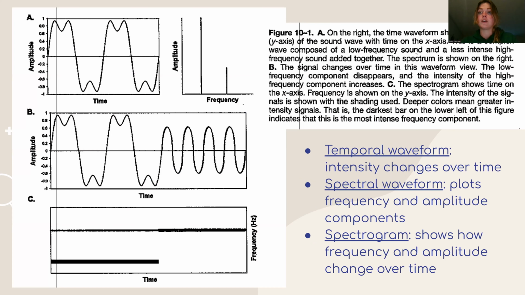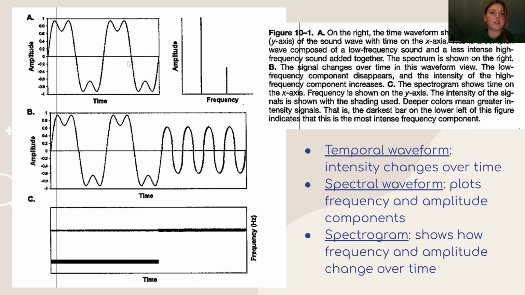This should be a little bit of a review, just about the different terminology that we use to refer to these different graphs of sound. The first one is the most simple. It's a temporal waveform. It's in this block A, and also here in block B is a temporal waveform. All it shows is intensity or amplitude, so volume changes over time.